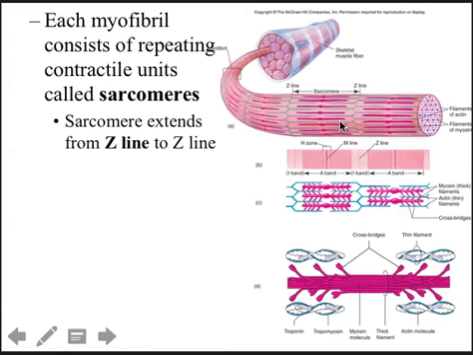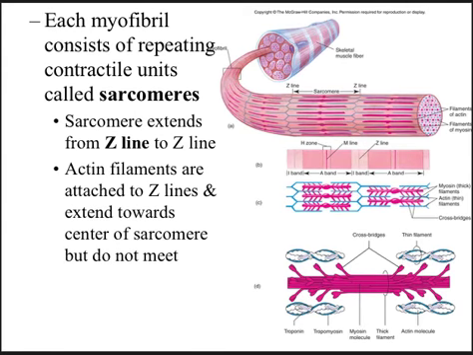The sarcomere runs from Z line to Z line. The actin filaments are attached at the Z line and they extend towards the center of the sarcomere but do not actually touch. So you can see here as an example, this is a Z line here, this is a Z line here. The blue areas are the actin filaments, and the red are the myosin filaments, which we're going to find out are attached to the middle of the H zone.